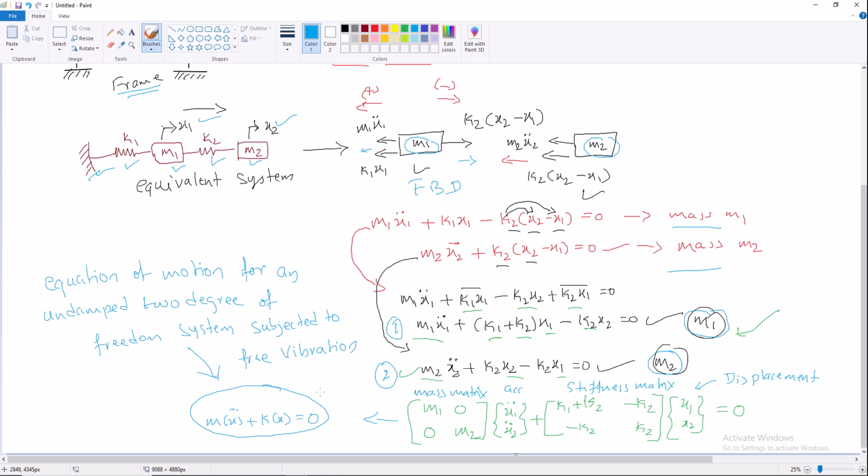This particular equation is expected in the form m x double dot plus kx equal to 0, which is nothing but the equation of motion for an undamped 2 degree of freedom system subjected to free vibrations. Particularly on this concept we will have some numerics. The numerics will be discussed in the next session. Thank you.